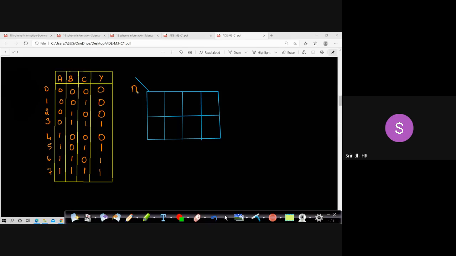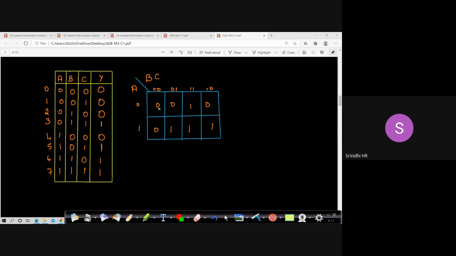Okay, on one side I have A, and on the other side I have BC. So this will be 0, 0, 0, 1, 1, 0 and 1, 1. This will be 0 and this will be 1. I'll write 0, 0, 0, 1, 0, 0, 0, 1. Next I have 0, 1, 1, 1, 0, 1, 1 and 1. I won't be writing every internal number of each block here.